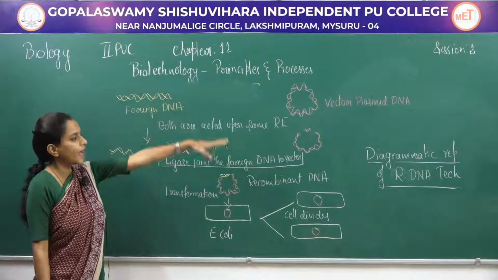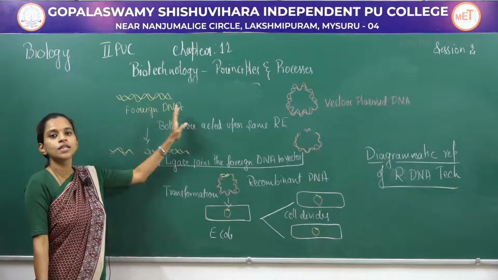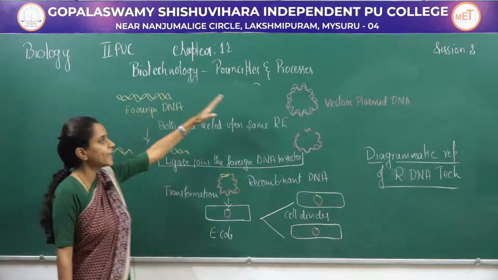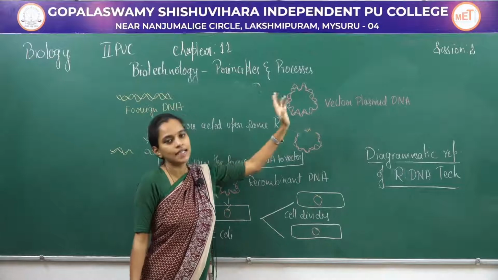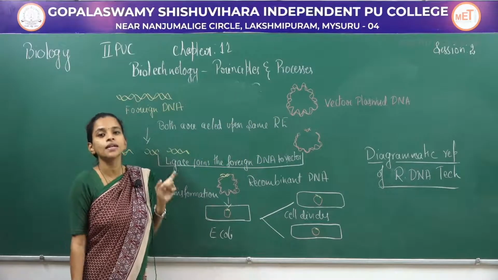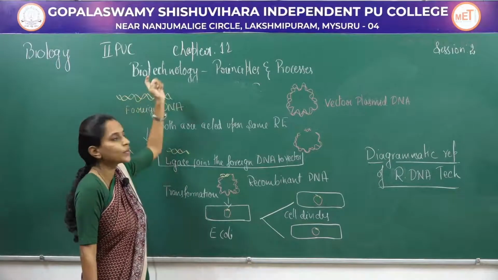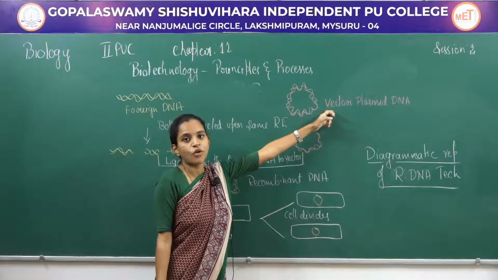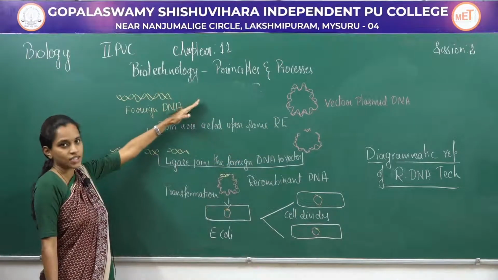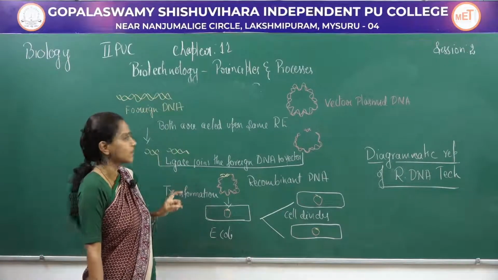Here is the diagram which represents the recombinant DNA technology using the restriction enzymes. Now, here is a foreign DNA and here is a vector plasmid DNA. So, both will be applied with the same type of restriction enzyme. If it is E. coli for foreign DNA, it will be the same restriction enzyme for vector plasmid DNA. Now, here we will be applying the restriction enzyme. So, they cut at a specific recognition sequence.